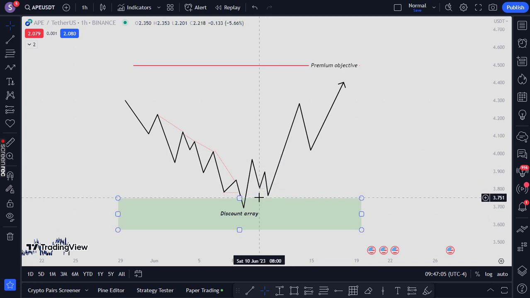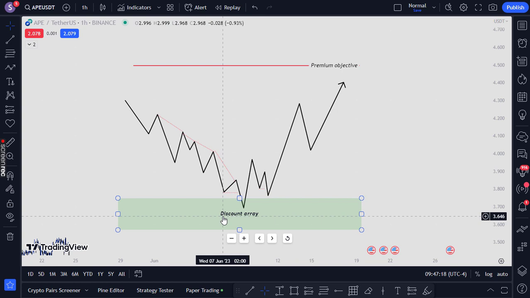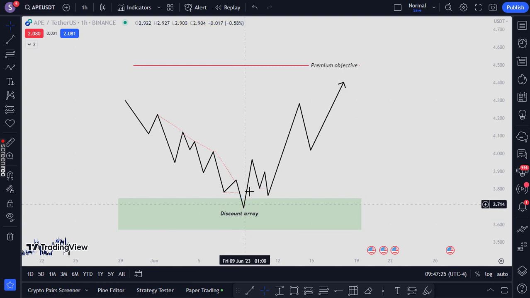Why? What is the logic behind it? Because we have already taken liquidity here. We have already taken liquidity here. Also, we have already taken liquidity, plus we hit a discount array. A discount array is basically an order block, fair value gap. It can be a breaker, mitigation block, rejection block, anything. A discount higher time frame array.